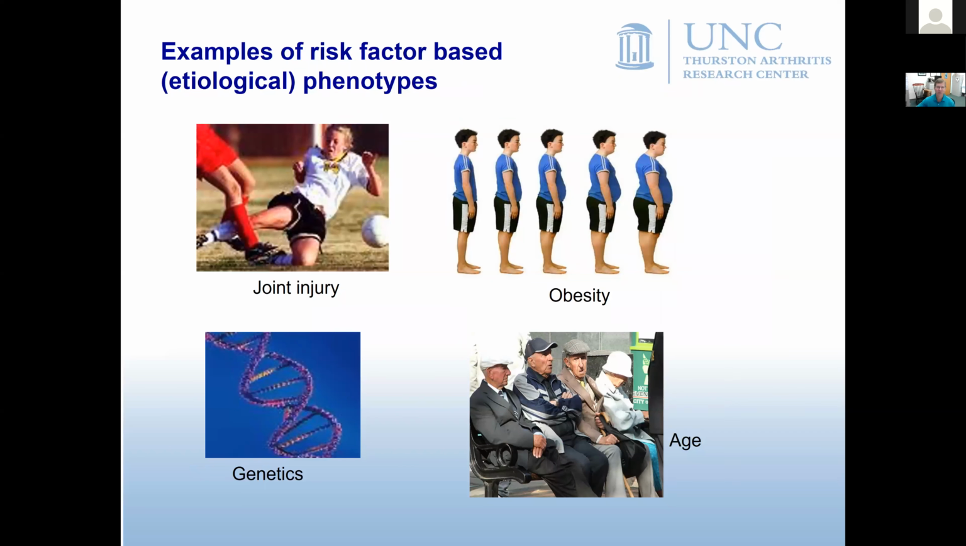So the simplest way to phenotype OA might be based on etiological phenotypes, such as joint injury, which is often called post-traumatic OA, osteoarthritis associated with obesity, which is sometimes called metabolic OA, or specific genetic predispositions to OA, and then of course, aging, which is sometimes called a senescent phenotype, which plays a role in OA. But overall, these are much, much too simplistic to be useful for clinical trials, and I'll show some data to support that.